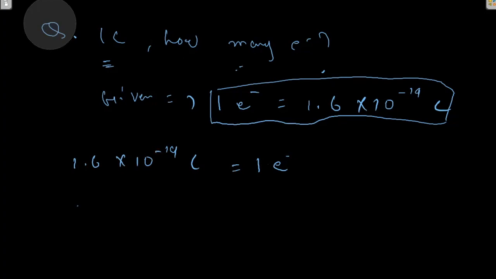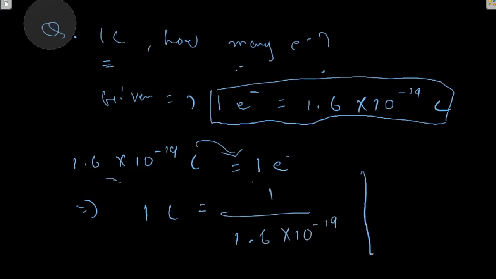So we have to find how many electrons are in 1 coulomb. So 1 coulomb equals to this part; in this much coulomb there is 1 electron, so how many electrons in 1 coulomb is what we have to find, right? So how will we do it for 1 coulomb? This part will go that side, it will be divided. 1 divided by 1.6 into 10 to the power minus 19. So if you solve them, you will get, how do we solve?